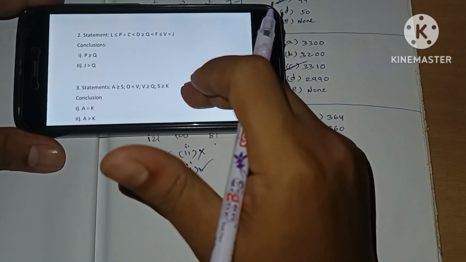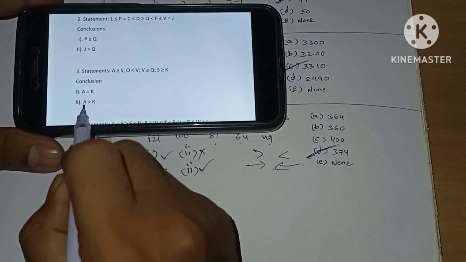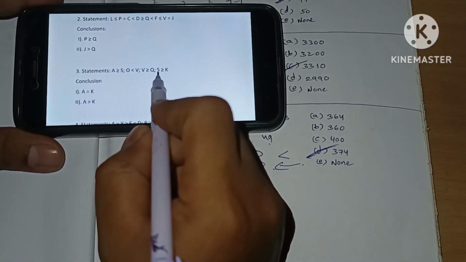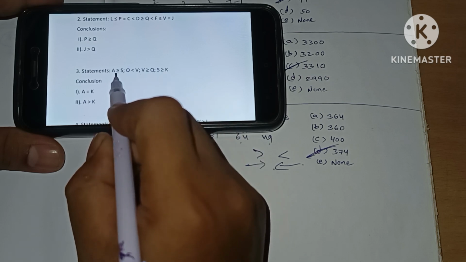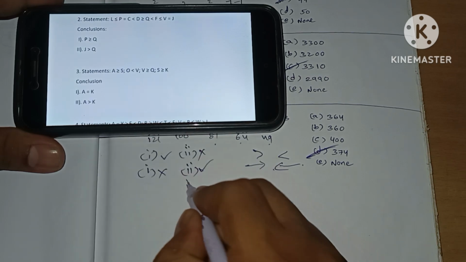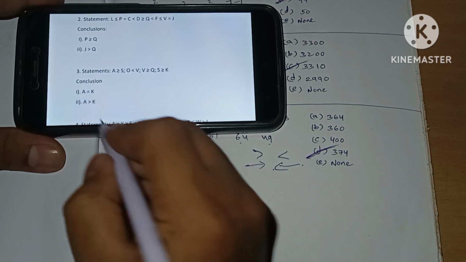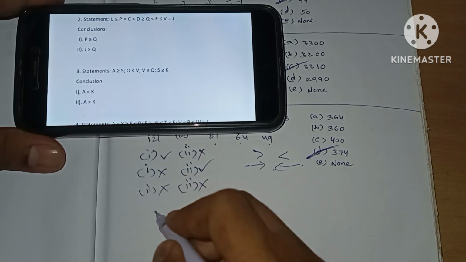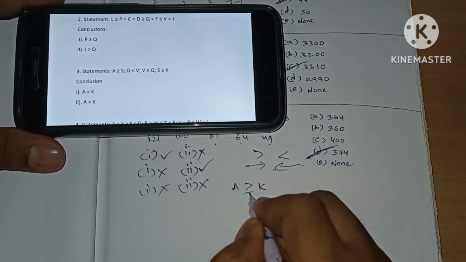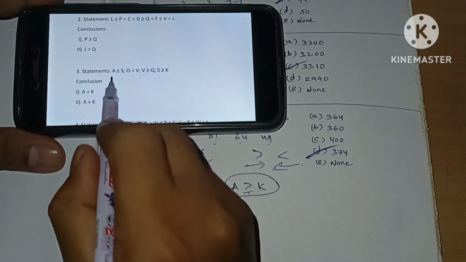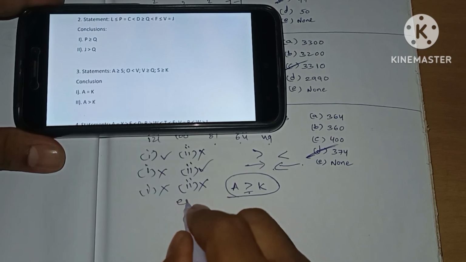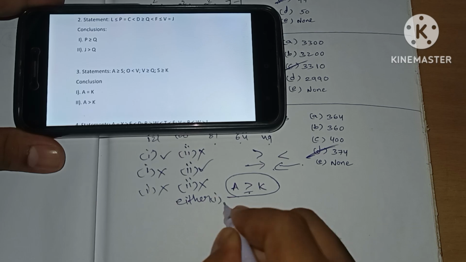Let's see third question. The flow from A to K. From A we can reach to S. From S we can reach to K. But there is equal to also here. But there is no equal to in our second conclusion. So second conclusion will be false. And A equals to K, this also fails. But combining these two, we have a flow from A to K with equal to also, and we got the same in our basic question also. So it is either 1 or 2 is the answer for this one.